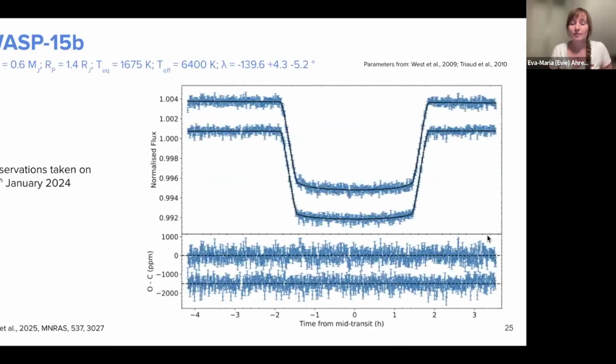Okay, so let's look at the first planet. This was WASP-15b. You will always see the planet parameters on the top, the citations on the right, and the published spectrum on the bottom left. This was published by James sometime last year, but it was the first observation taken, and the transit light curves for NRS1 and NRS2 you'll see here.